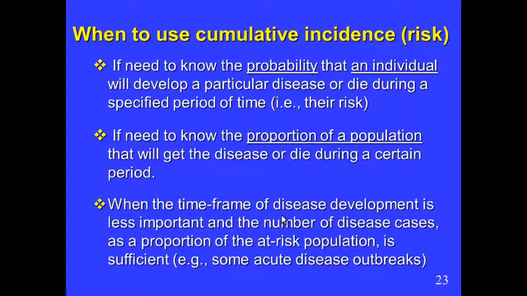A third situation occurs with acute disease outbreaks, where there's a sudden increase in cases of a particular disease, in which situation the time frame is much less important, and we may really be happy enough to get the counts of the number of disease cases within the at-risk population. So in that sort of situation, we'd also use incidence rate, cumulative incidence or risk.